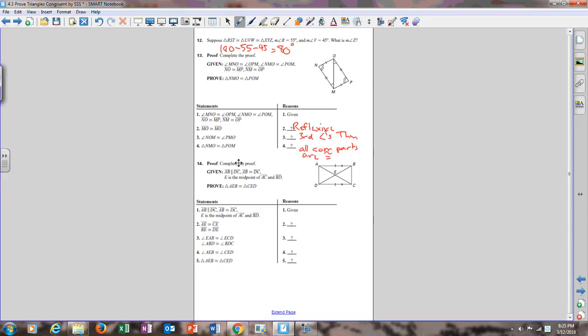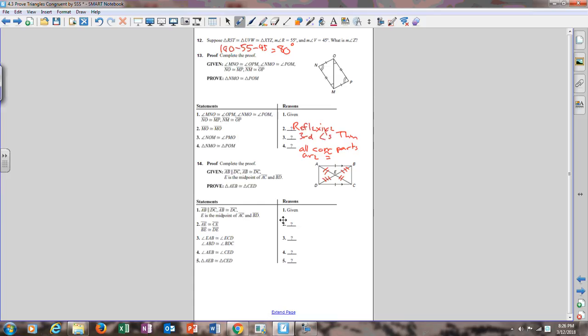Okay, number 14, complete the proof. AB is congruent to DC, AB is parallel to DC, E is the midpoint of AC and BD, and prove triangle AEB is congruent to triangle CED. Okay, so AE is congruent to CE, and BE is congruent to DE.